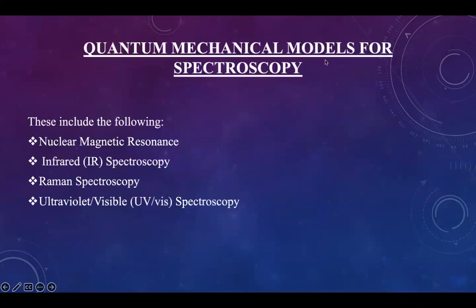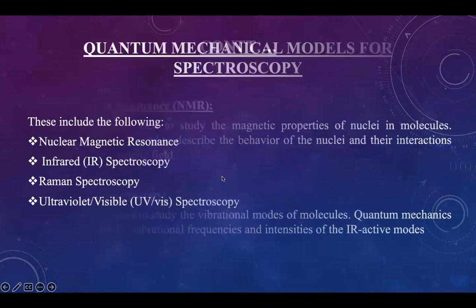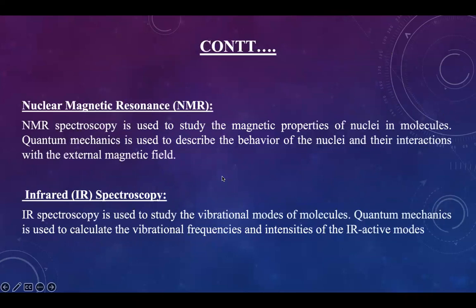Quantum mechanical models for spectroscopy. These include the following: nuclear magnetic resonance, infrared spectroscopy, Raman spectroscopy, ultraviolet UV spectroscopy. Nuclear magnetic resonance. NMR spectroscopy is used to study the magnetic properties of nuclei in molecules. Quantum mechanics is used to describe the behavior of the nuclei and their interactions with external magnetic fields.